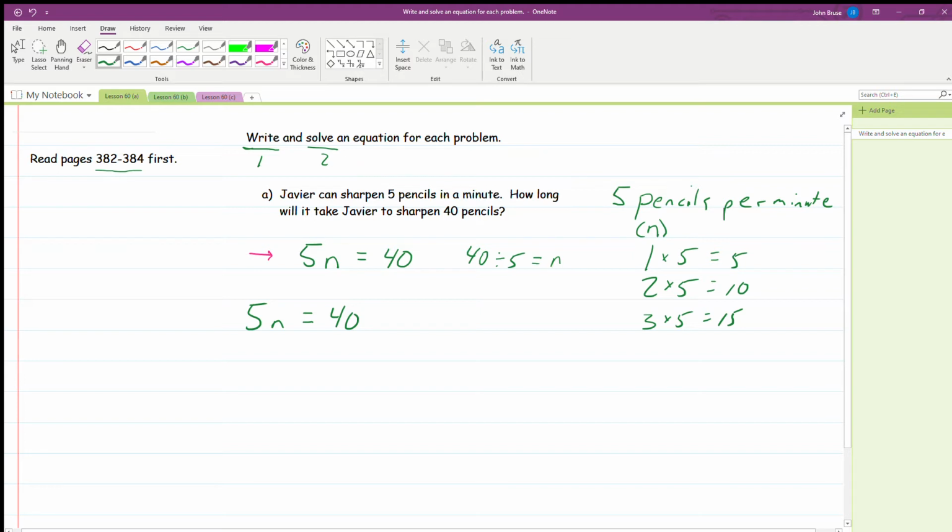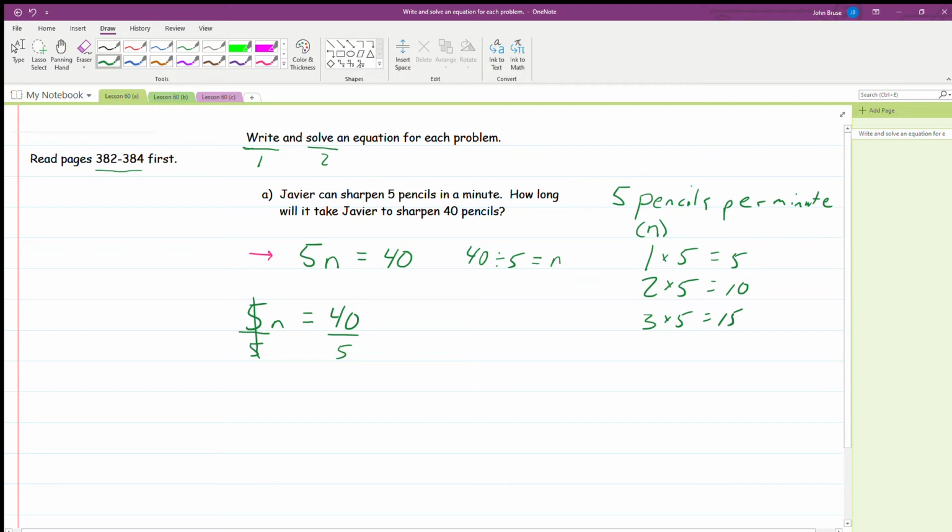Or we can do it algebraically. And we want to get n by itself. So what we're going to do is divide 5 by itself. And as long as we do it to the other side, we're good. So 5 divided by 5 is 1, which means that n is going to be 1. 1 times n is n. So n is now by itself.